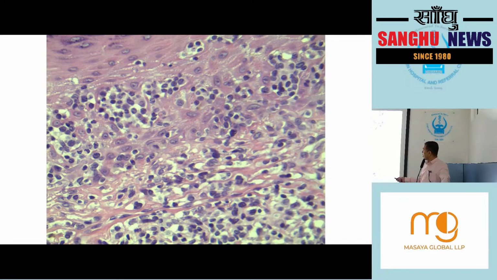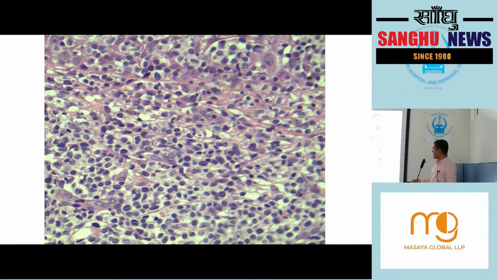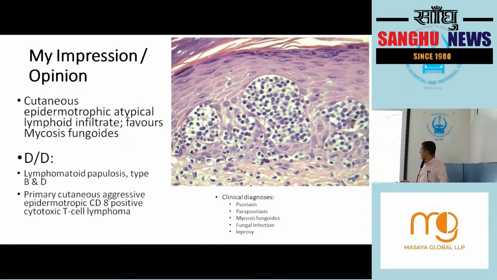You see, all of these atypical lymphocytes, they have a halo. Halo is very important. If no halo, no epidermotropism. Halo surrounds the atypical lymphocytes. This is dermis, full of these blue cells, atypical lymphocytes.